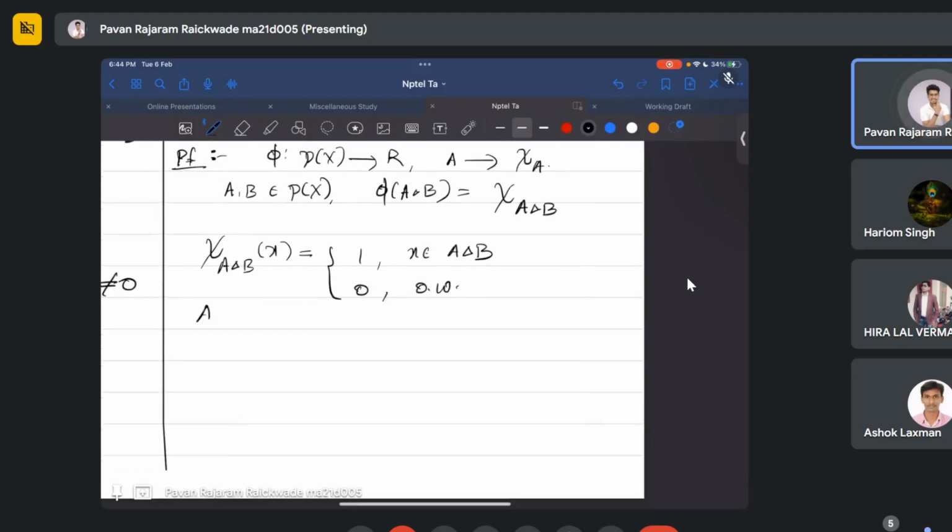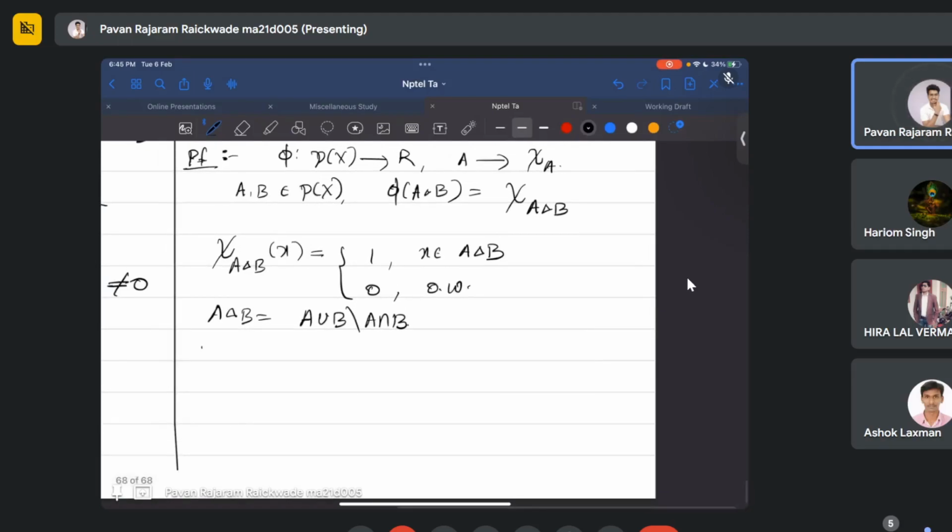Okay. And what is the symmetric difference A Δ B? It is A union B minus A intersection B. That's all. Okay. So what I want to prove right here is that the characteristic function of A symmetric difference B is the same as the characteristic function of A plus the characteristic function of B.